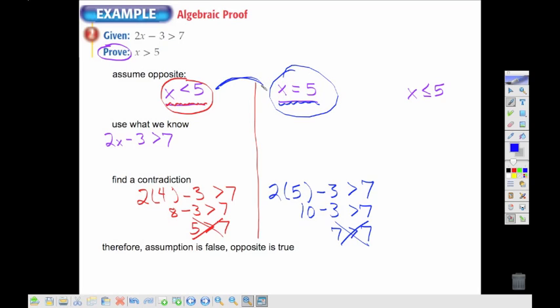Therefore, the only other possibility, if x is not less than 5 and x is not equal to 5, then the opposite has to be true. x is greater than 5.